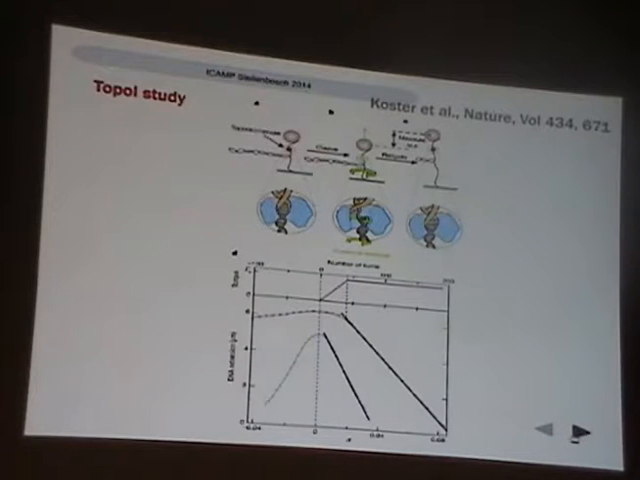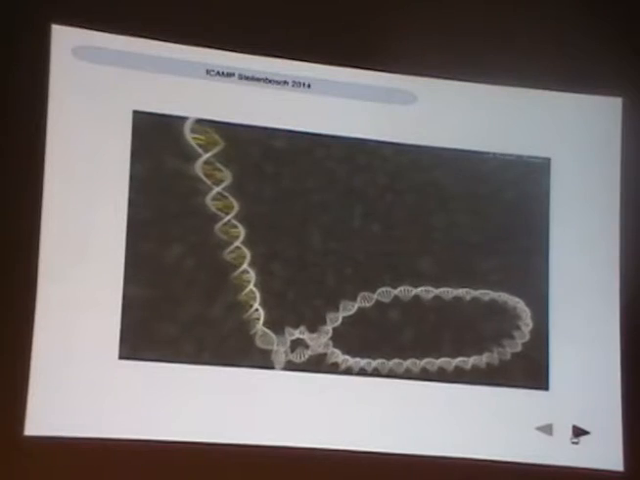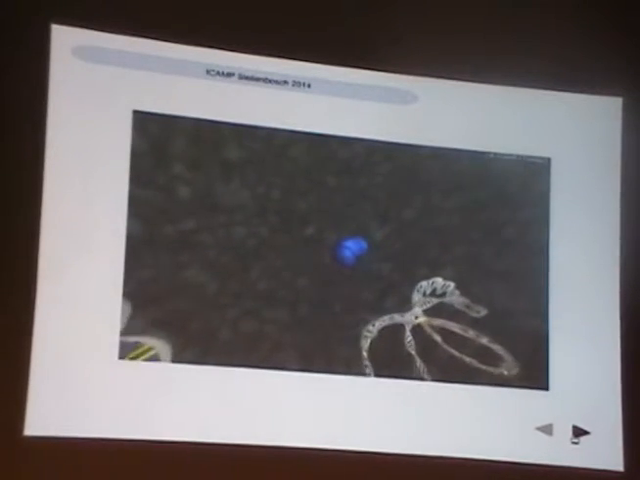This is to show you what the different components of it are. And so here is the animation. This was the work done in the group of Nynke Dekker in Delft. So you have your... it's an artist's view for sure. There are not that many colors inside the DNA, as far as I know.